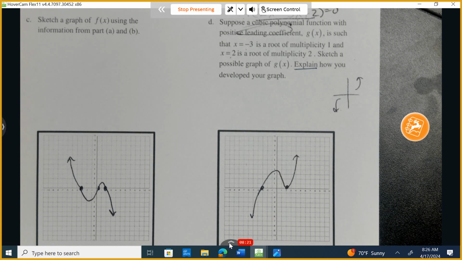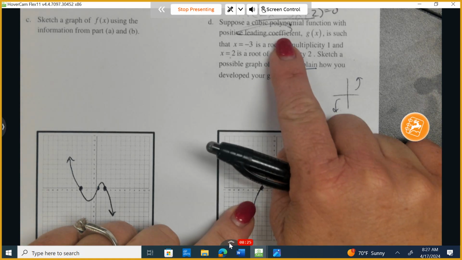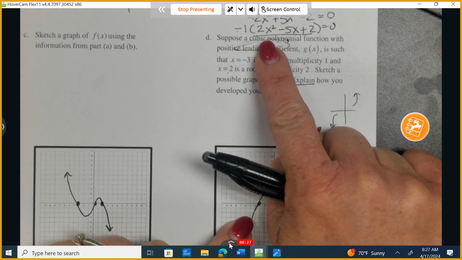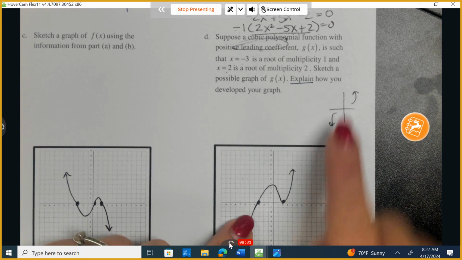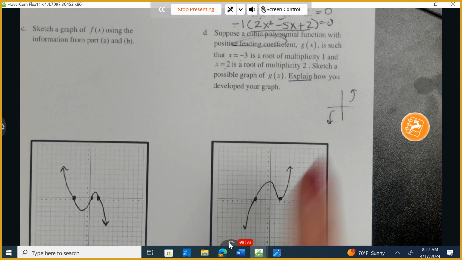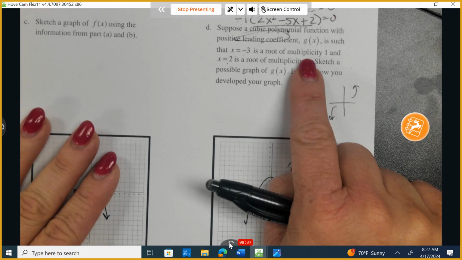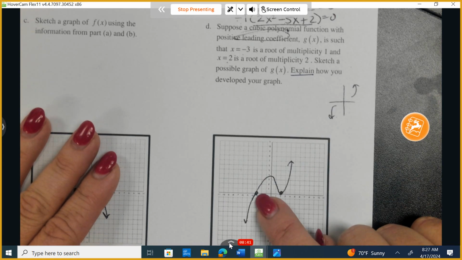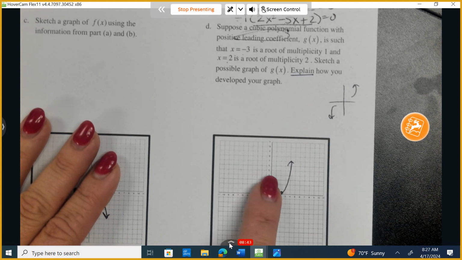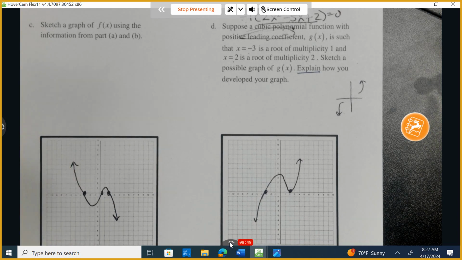Now we need to explain how you develop this. So I understood, based on it being cubic, and the leading coefficient being positive, I use my understanding of the end behavior to know it goes up on the right and down on the left. You want to put that in words. And you also have to use your understanding of multiplicities as they relate directly to roots to understand it's going to cut through at -3, and it's going to bounce off the x-axis at +2.